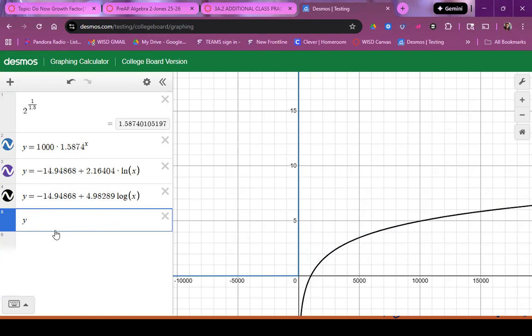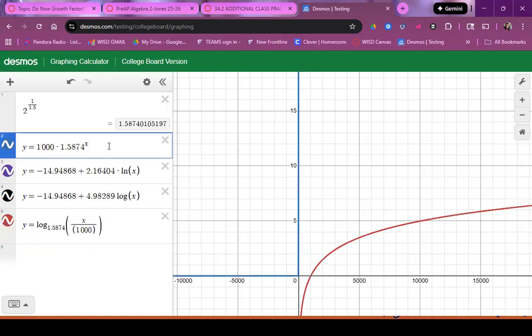So by hand, we got y equals log shift dash 1.587. That can be exact. We want to keep the thing the same. And we got x divided by 1,000. What do you notice? They're all the same. They're all equivalent forms of the inverse of this guy.